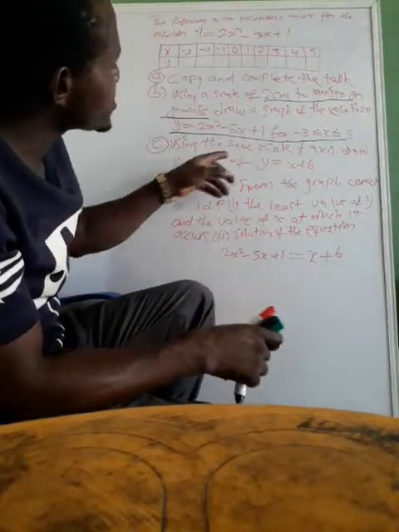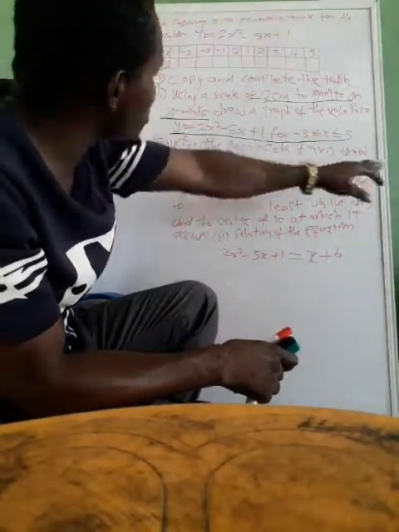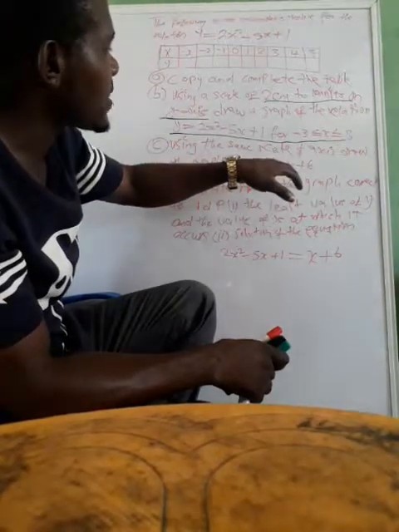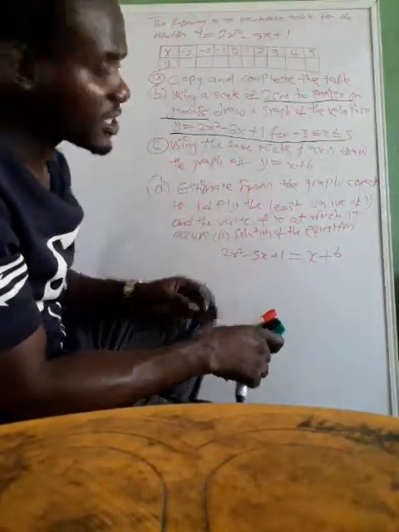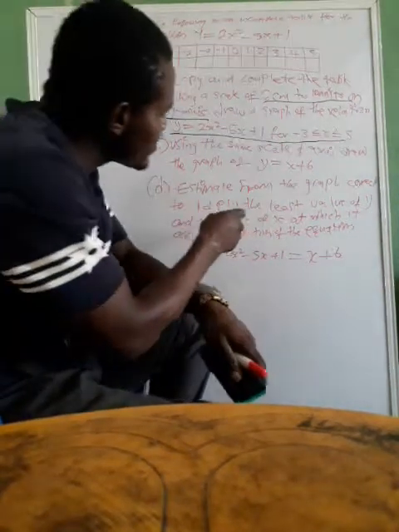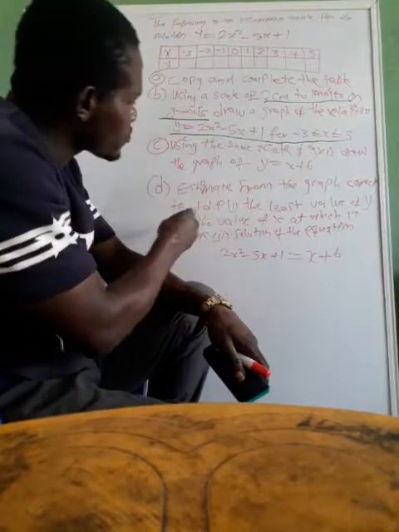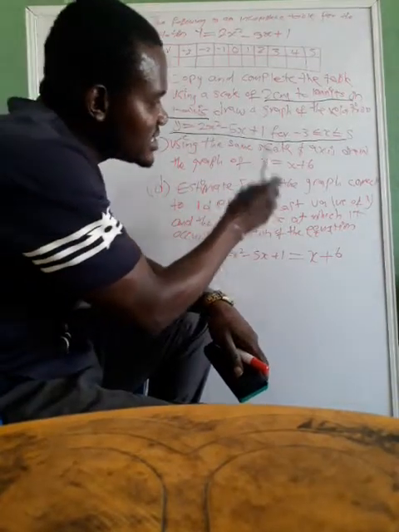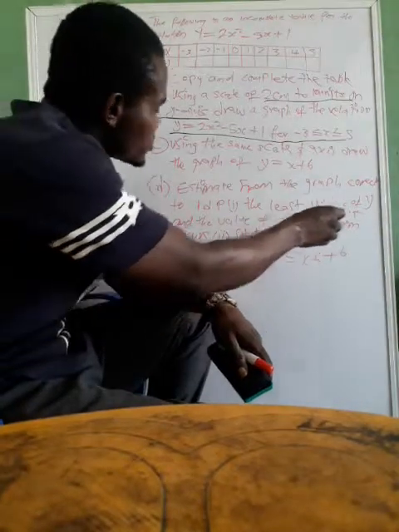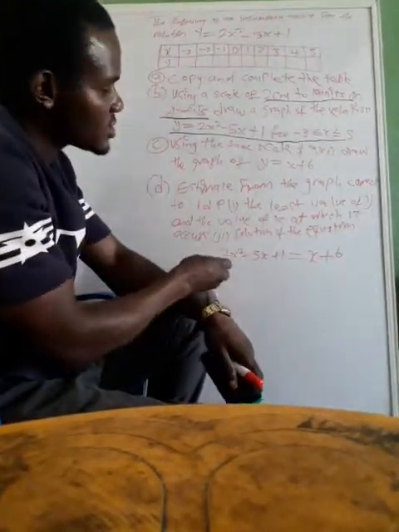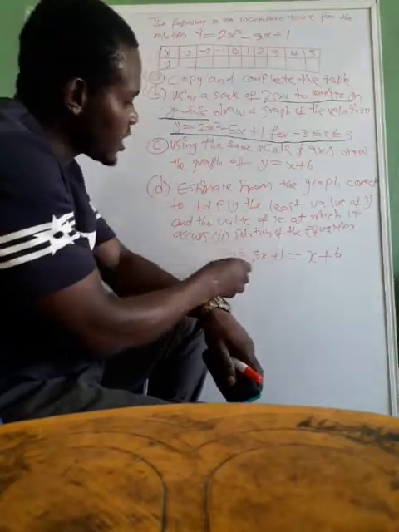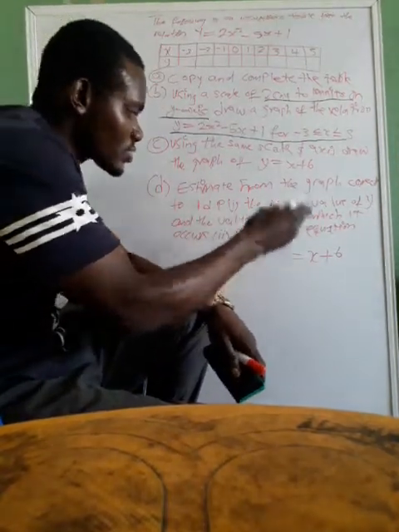Then, using the same scale, draw the graph of y equals x plus this. That is another question. Now the last question is: estimate from the graph, correct to 1 decimal place, one, the least value of y and the value of x at which it occurs. Then secondly, a solution of the equation x squared minus 5x plus 1 equals s.